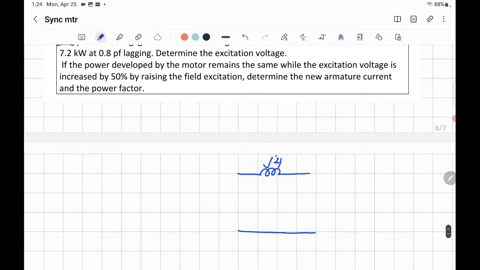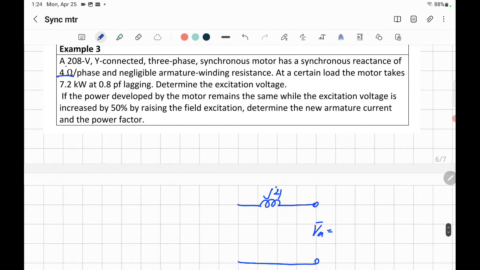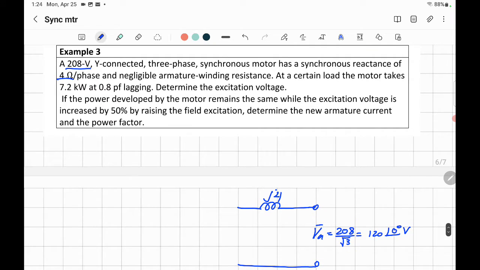And we need to find the armature voltage VA. It's given 208 volt, so that's line to line. You divide it by square root of 3. That will give you 120 volt at angle 0. All right, what else? RA is neglected, so you don't have resistance. That's all. Most of the time, that's the case.